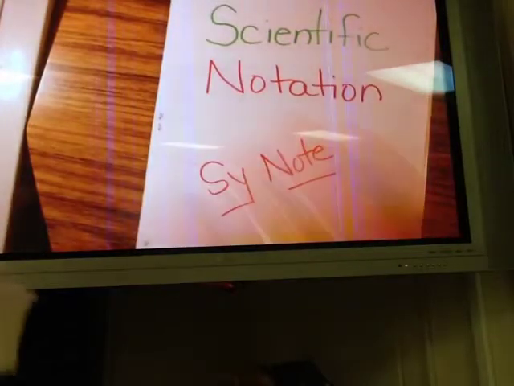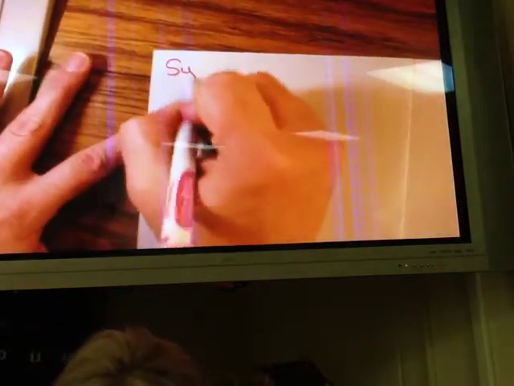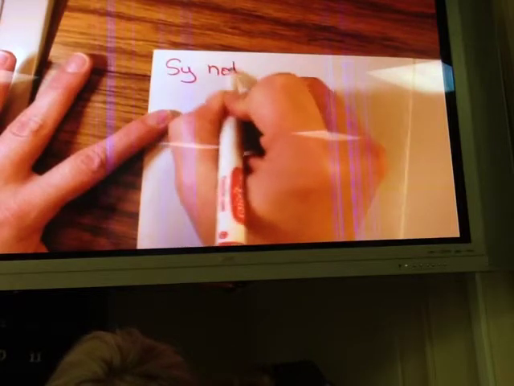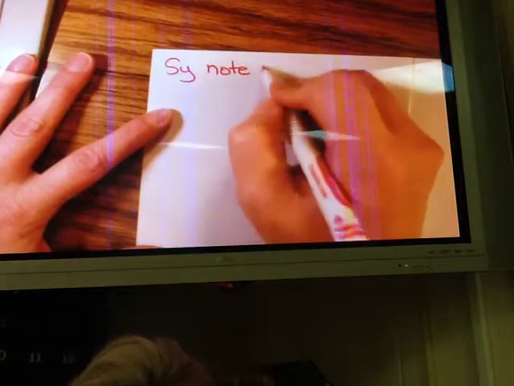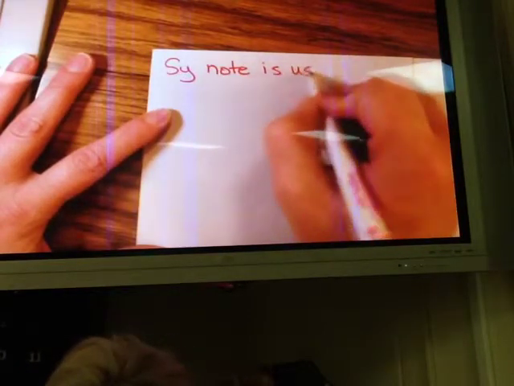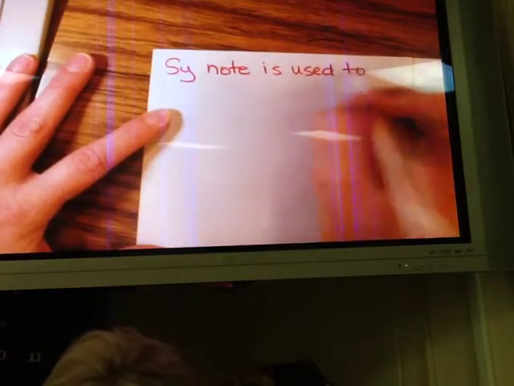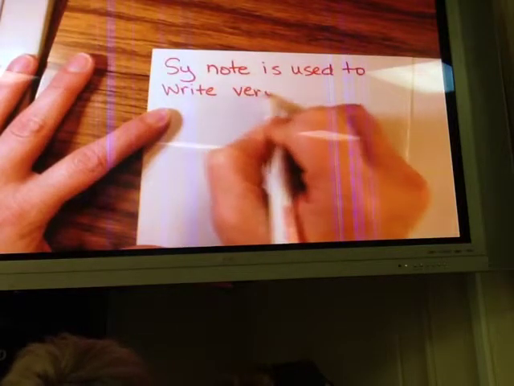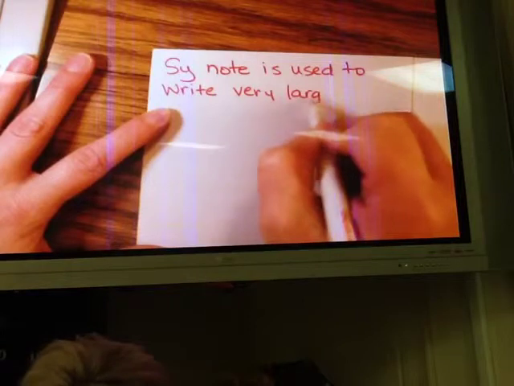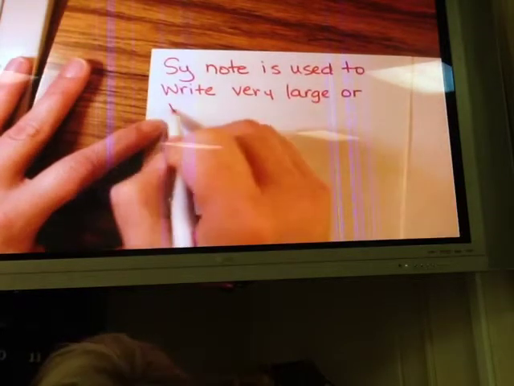Okay, first thing in our foldables, let's write. Open the first page. We're going to write when SciNote is used. So let's write this down. You can write the word scientific notation, or you can just call it SciNote. That's short. It is used, like we've already talked about, to write very large or very small numbers.